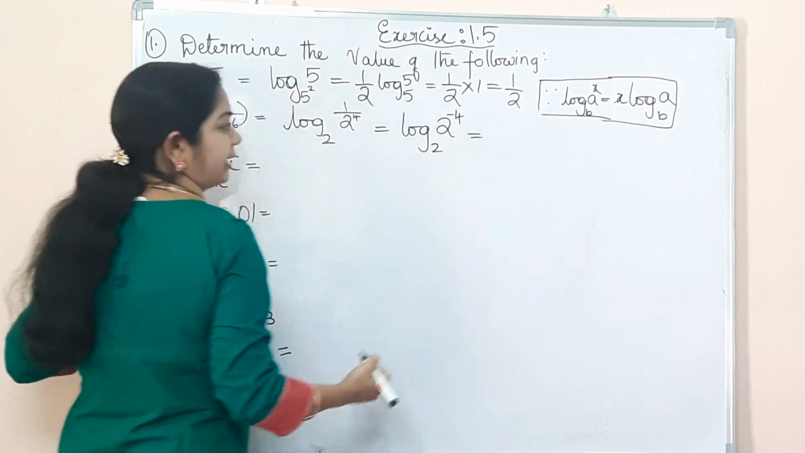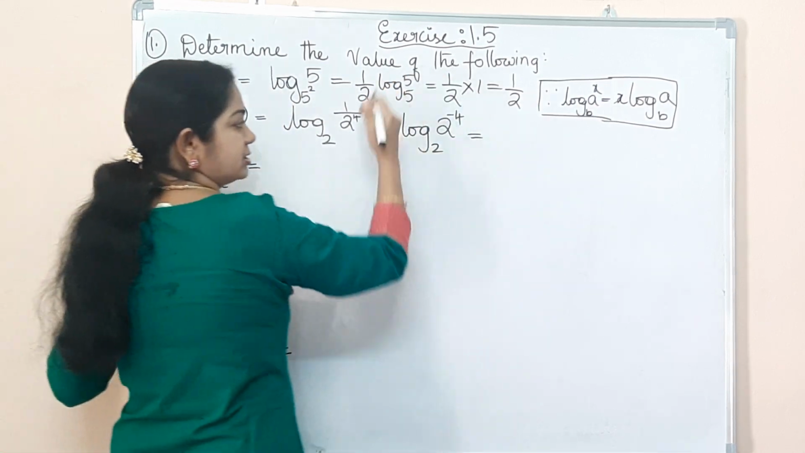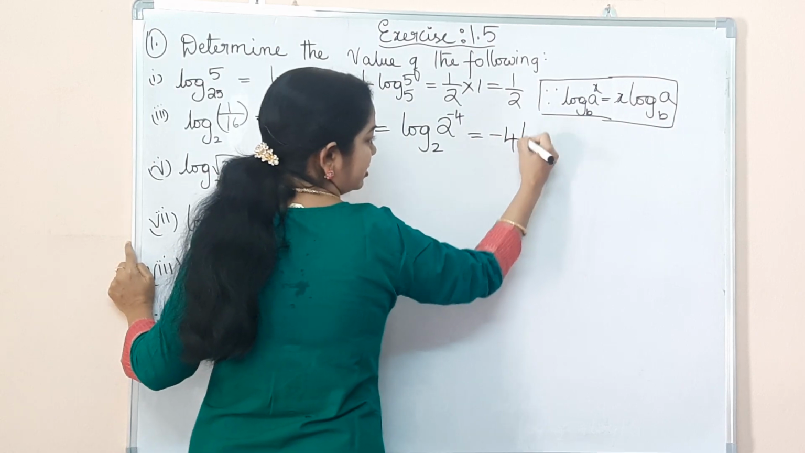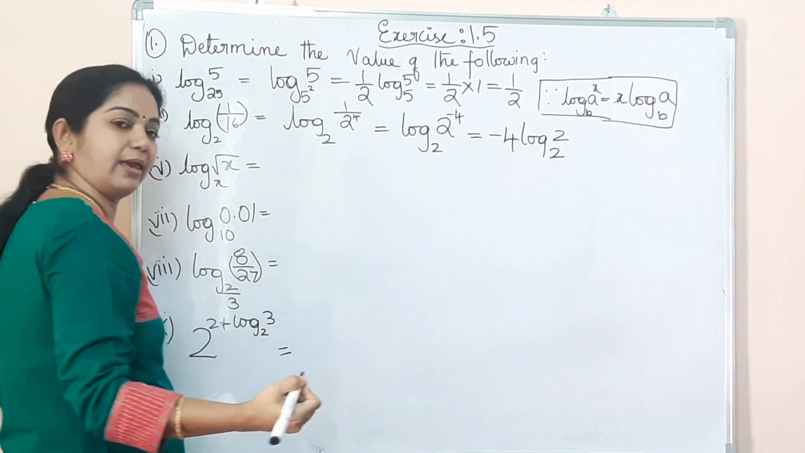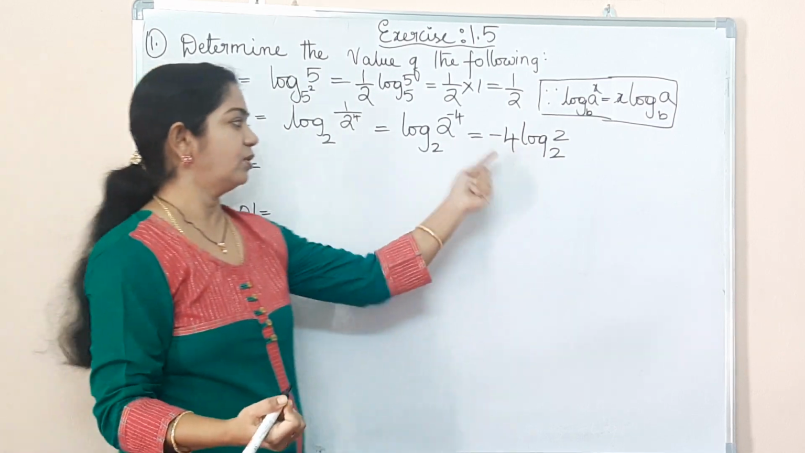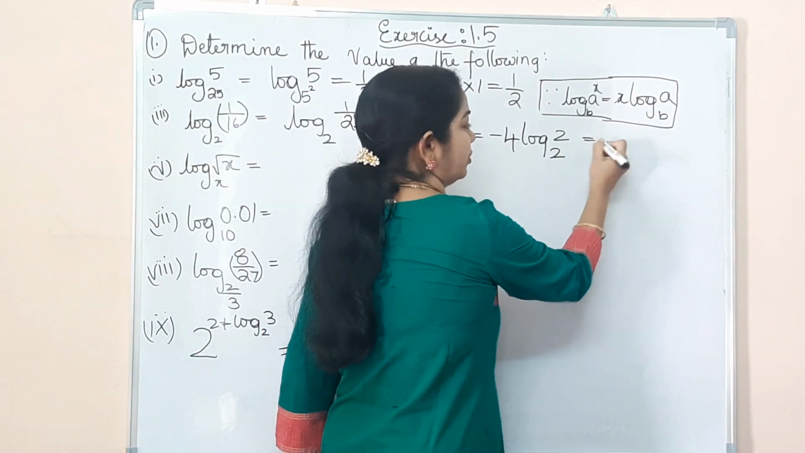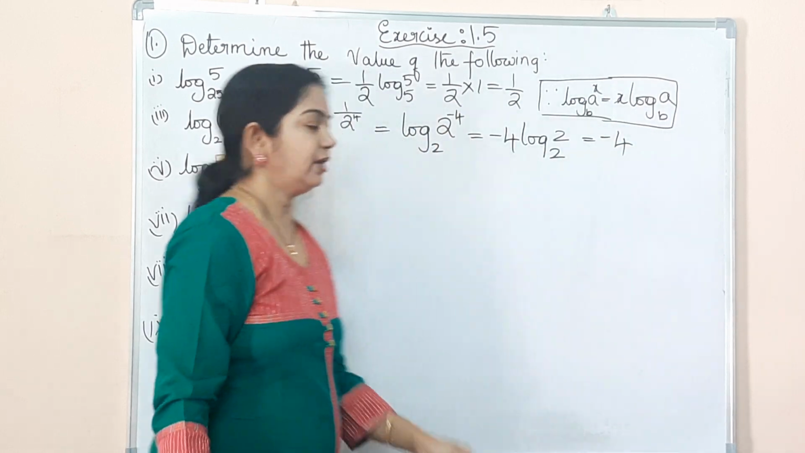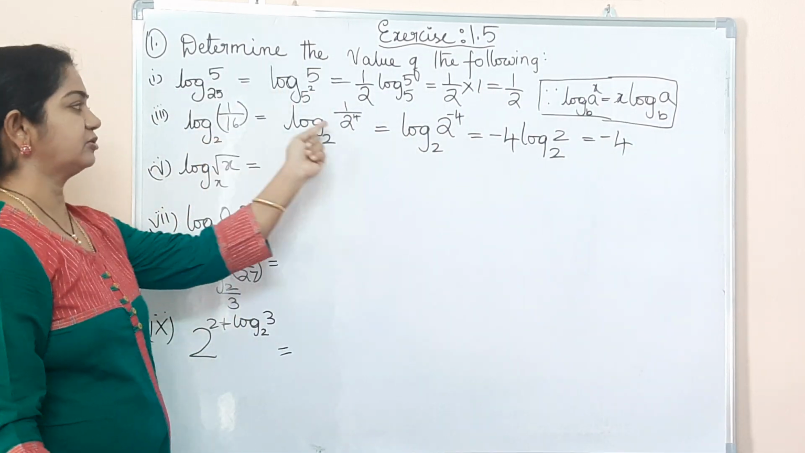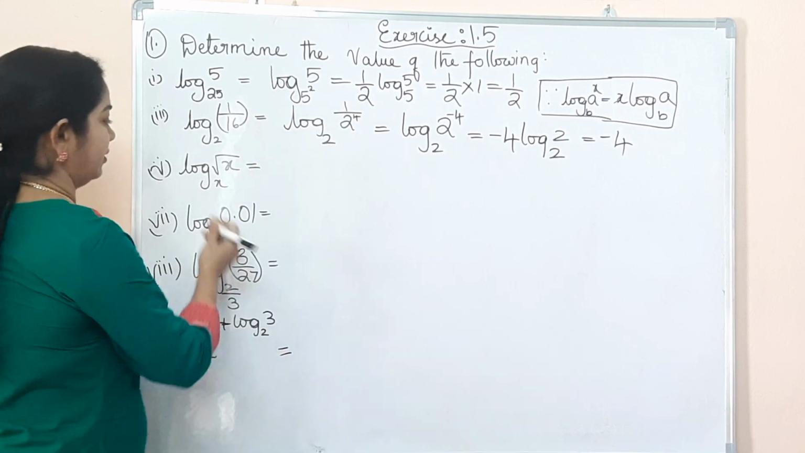Now, here we can apply the rule of power. Minus 4 comes before: minus 4 log 2 base 2. As we know that log a base a is 1, we can write minus 4 into 1, which is simply minus 4. We deduced 16 into the power of 2. Now, let's see this one.